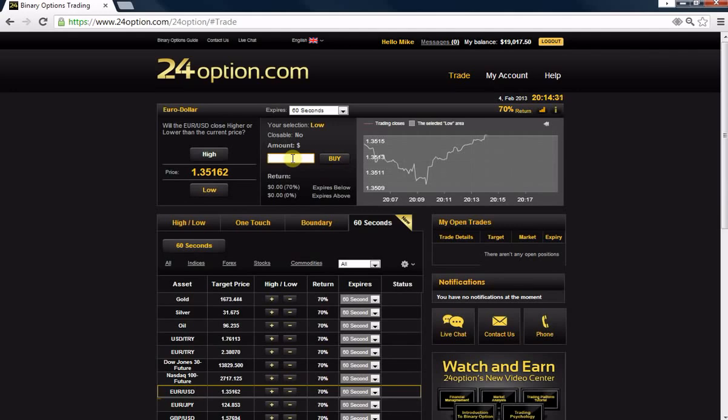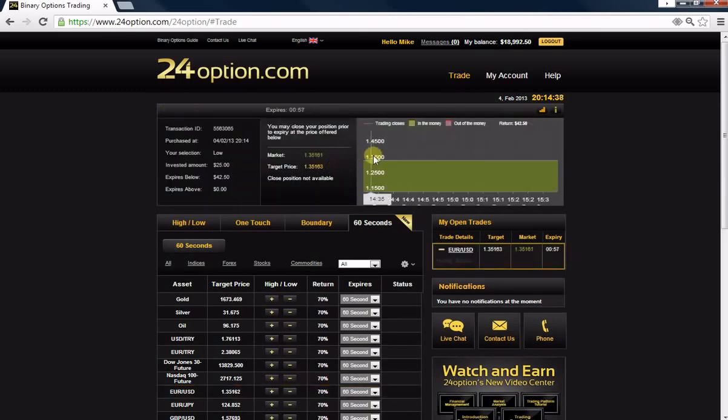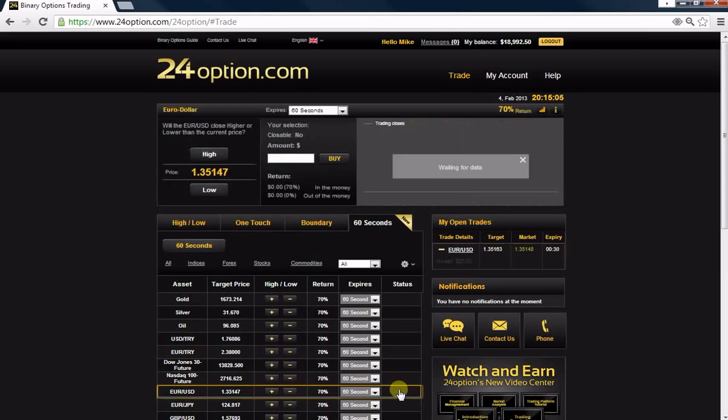So what we're going to do is first invest $25, and go to buy. Okay, we purchased a put, and we're going to watch to see what happens here. What's different about the 24options platform from other platforms is that you have to click in order to prepare your next trade. This is the current trade, and it looks like we're winning it, but we want to get the next trade ready, Euro US dollar.